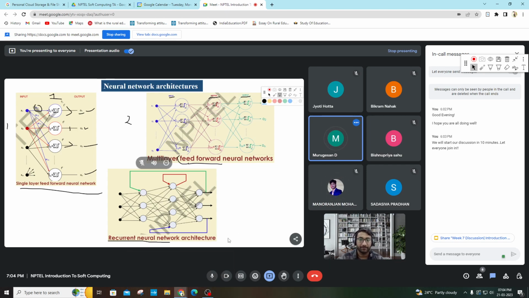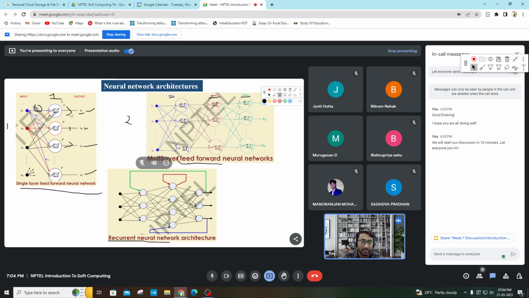Yes. Sir, we have different layer formations. Among these, which one is very fast in speed of operation? The fastest is the multi-layer feed-forward neural network, right?